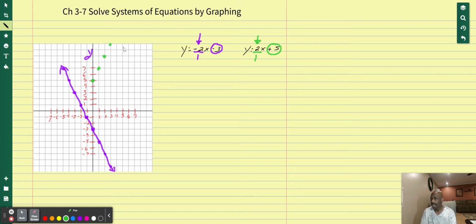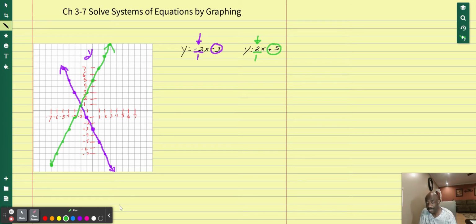But I have a problem. It's not going to cross if I keep going up. I've got to work backwards. So instead of going up 2 to the right 1, I'm going to go down 2 to the left 1. Down 2, left 1. Down 2, left 1. And you continue that process. That is the slope. Now we connect these dots. That's the line for that equation. Once you connect the dots, that's it.